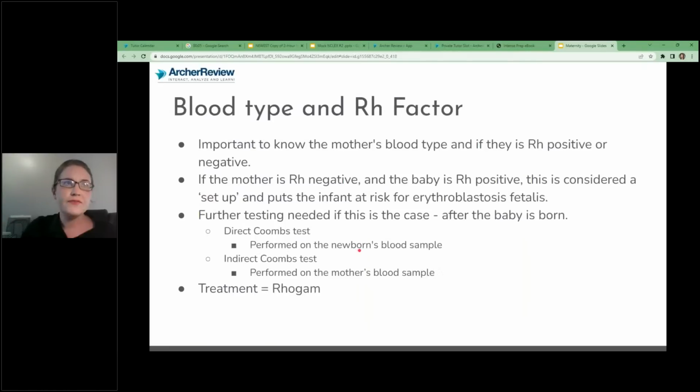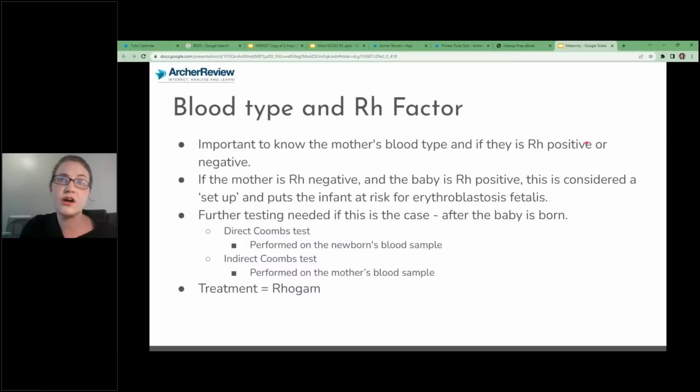All right, so let's dive into blood type and RH factor. What is this? Well, of course, we need to know the blood type of the mother in case she needs blood, right? Is she A, B, O? What is she? But in pregnancy, something that's even more important is the RH factor. Is she RH positive or is she RH negative? Well, most adults, most people, are going to be RH positive. 90% of people are RH positive.